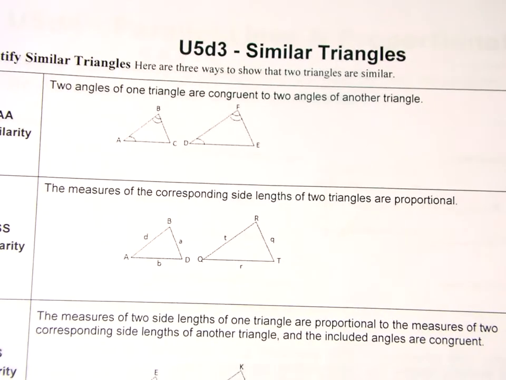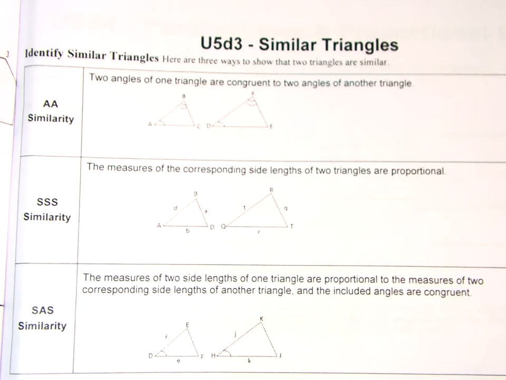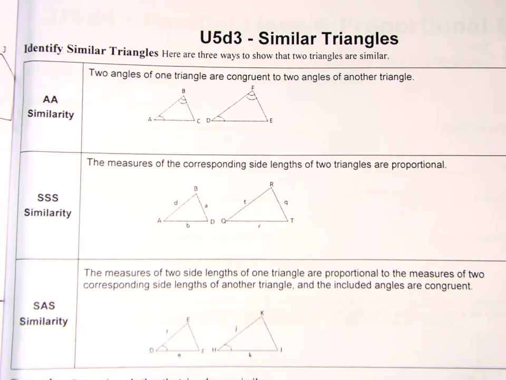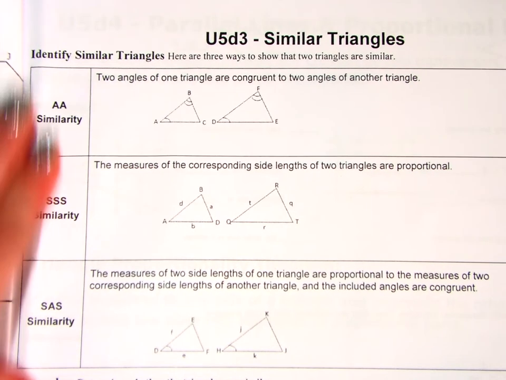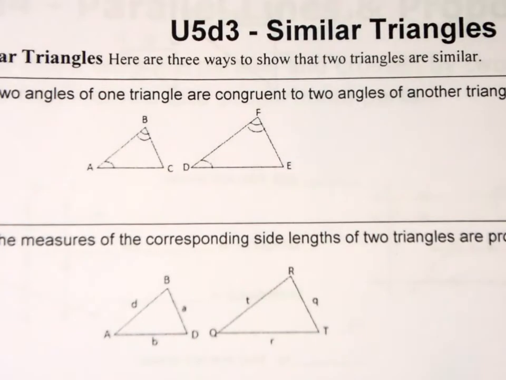Identifying similar triangles, here are 3 ways to show that triangles are similar without having to show all 3 sets of angles are congruent and all 3 corresponding sides are proportional. Okay, the first one is called AA similarity, and it's 2 angles of one triangle are congruent to 2 angles of another triangle. So if I look at these triangles, I'm going to zoom in because they're really tiny.